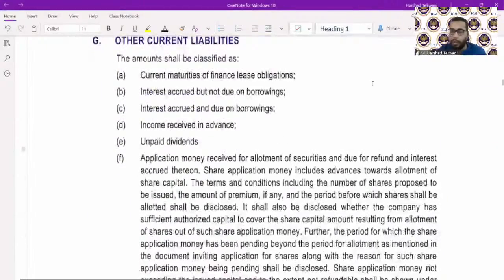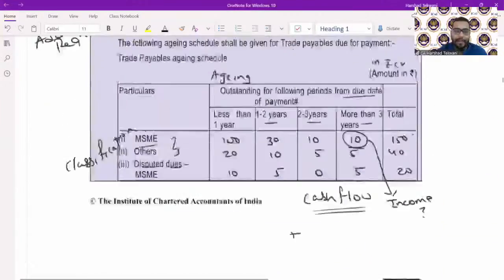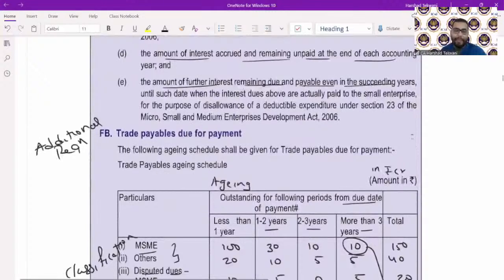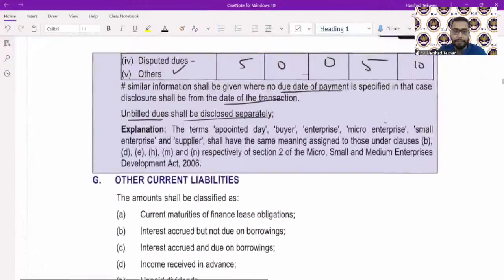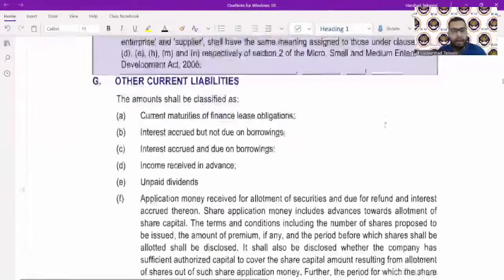Till the last lecture, we discussed trade payables, and there was an amendment in trade payables. What was the amendment? Now we are required to give an aging schedule in trade payables, which was not present till now. But from this time, it will be present. Clear?